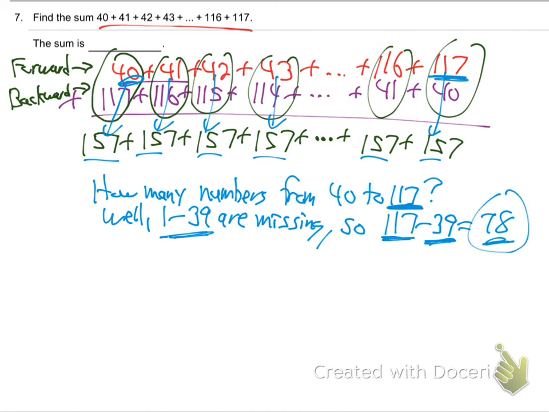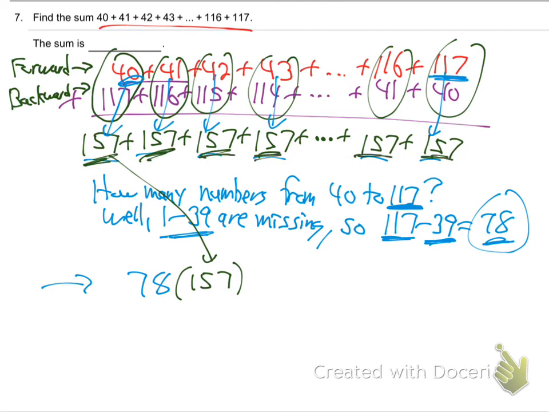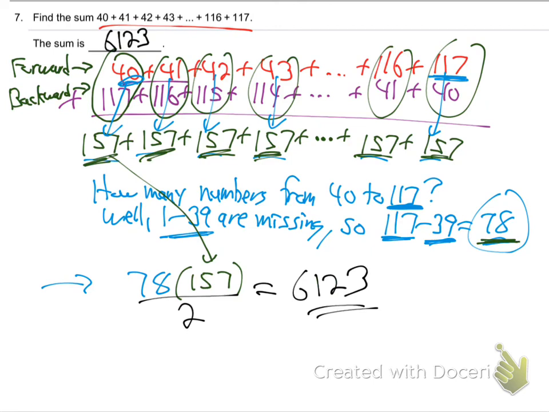So that means there's 78 157s, aren't there? Right? Because there's 157 in each one of these spots, and there's 78 spots. So there's 78 157s. But then we got to divide by 2 because that's the list twice, once forward, once backwards. So that's what they're all going to add up to be. Let's see what we get. 6123. There's the sum of the list. 6123.